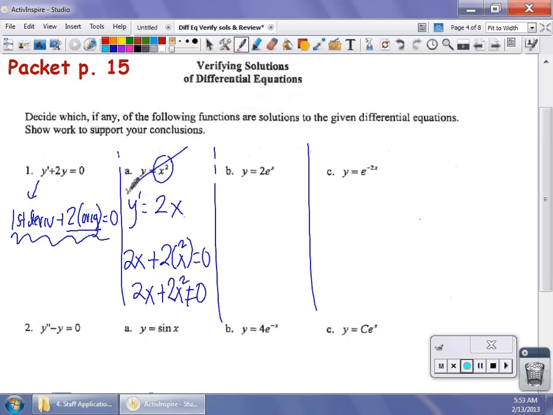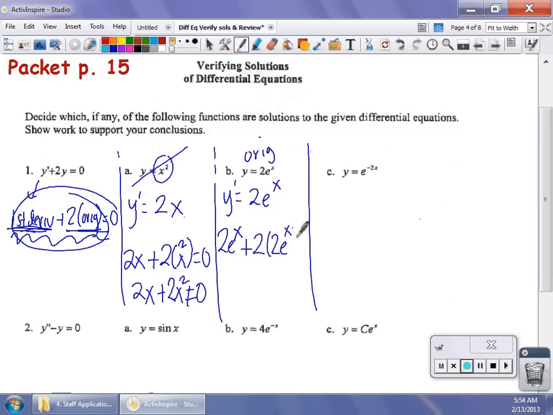All right, in part B, I'm going to do the same thing. This is my original function. I'm going to take the first derivative. y prime is equal to 2 e to the x. So I'm going to come back over here, and it tells me to take the first derivative. So the first derivative is 2 e to the x. It tells me to add it to twice the original, plus 2 times 2e to the x. See if that's equal to 0. So I get 2e to the x plus 4e to the x, which is not equal to 0. So this is not a solution to the differential equation.